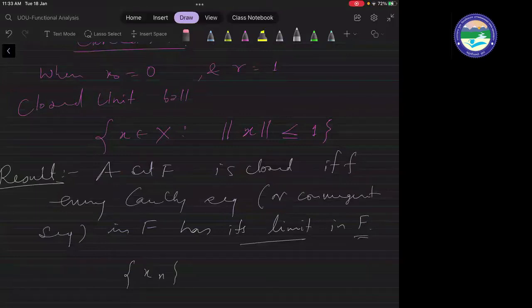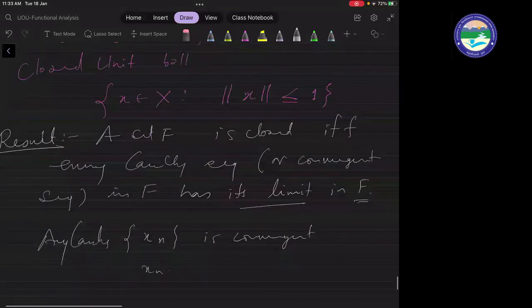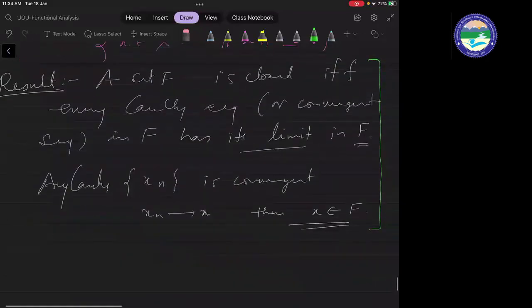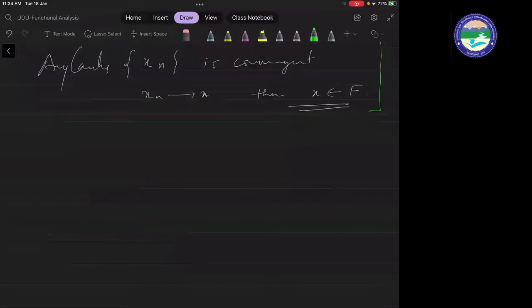Xn is a Cauchy sequence, and so any Cauchy sequence is convergent. Suppose Xn converges to X, then X also belongs to F. So this is a result from metric space theory. I think you must have seen this in your course on metric spaces. So using this, let us see a characterization of normed linear spaces to be Banach space.